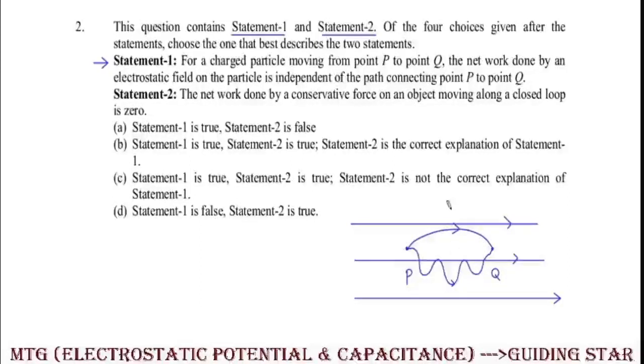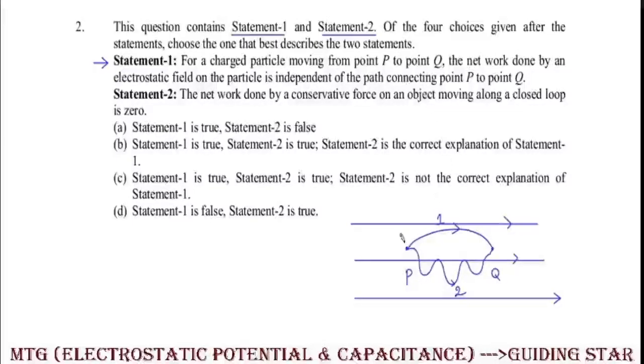तो ये path में जा सकते हैं. This is path number 1. This is path number 2. Clear? So here in this particular case, what it is saying is that the net work done by an electrostatic field on the charged particle is independent of the path. It's independent of the path.